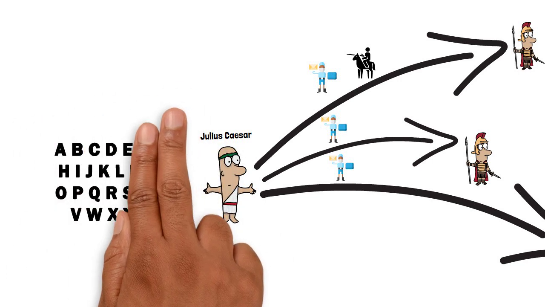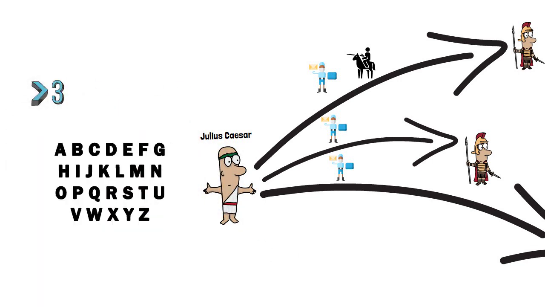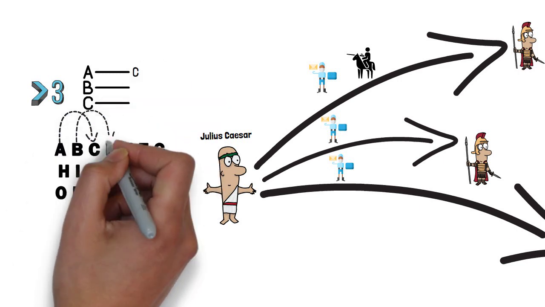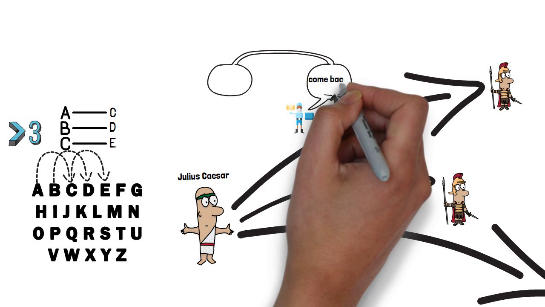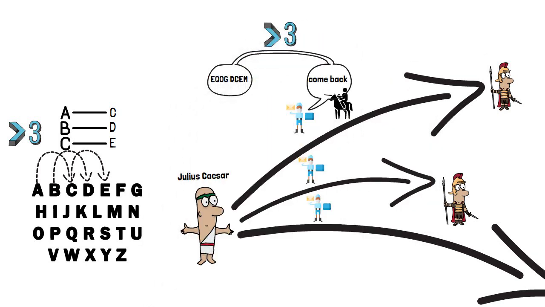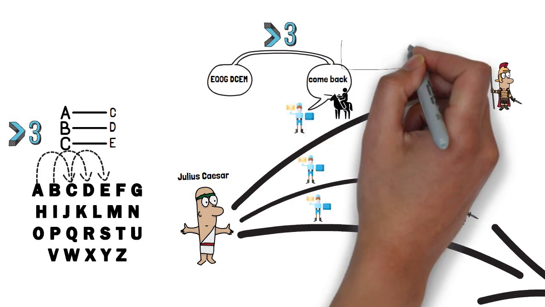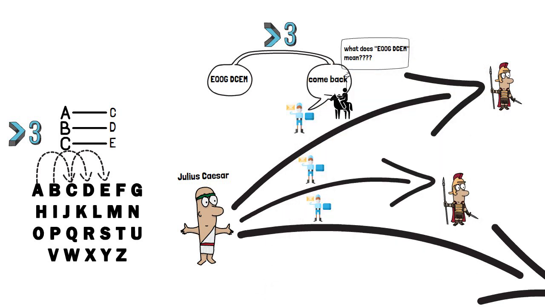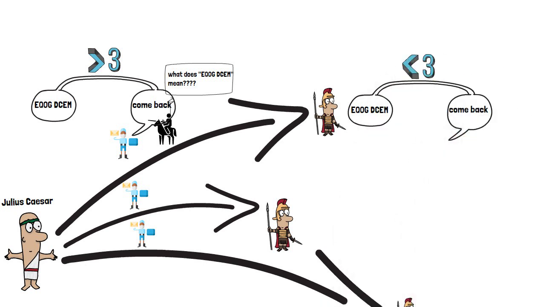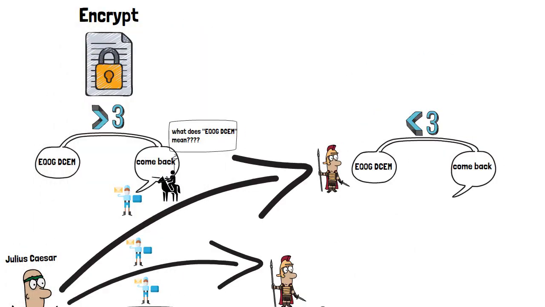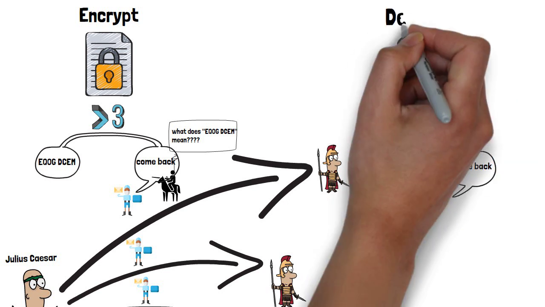expect, why not shift the letters of the alphabet by 3 so that A becomes C, B becomes D, etc. For example, if the messages come back, he would write this gibberish. So if someone manages to get their hand on a message, they won't be able to understand it. The messenger doesn't even need to know about the shift, only the field generals do. So basically, Caesar encrypts his message and the generals decrypt it.